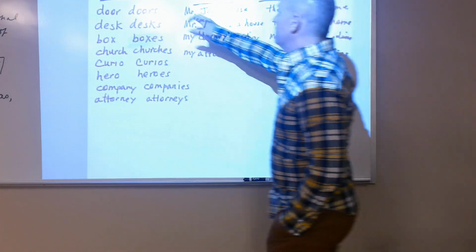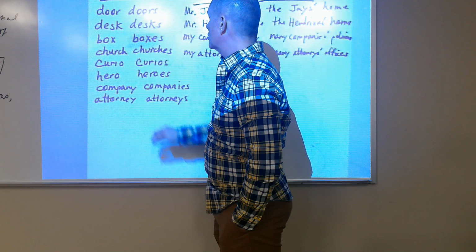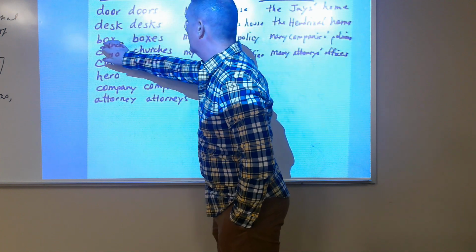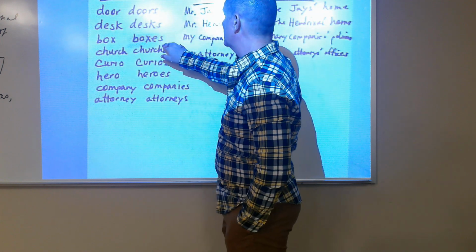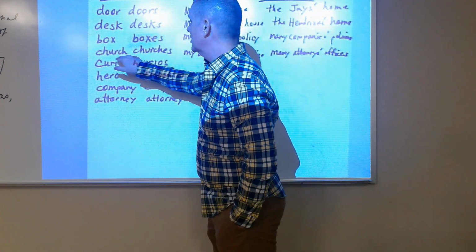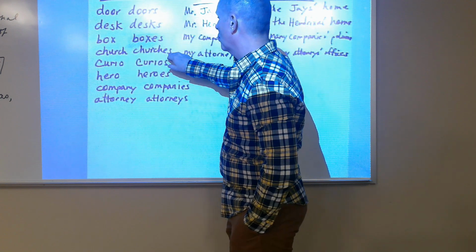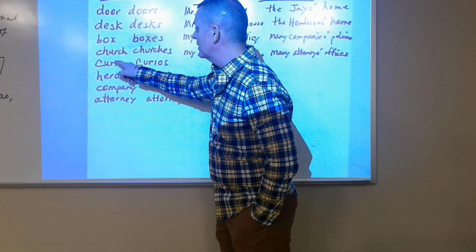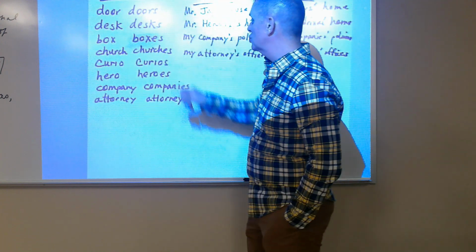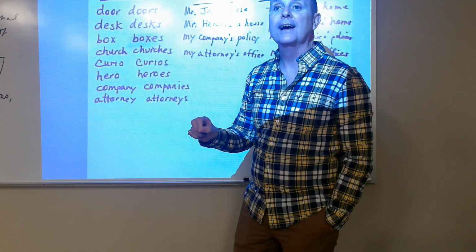Okay, here you have door. To make it plural, just add S to it to make doors, desk to desks. Box ends with S, X, Z, C-H or S-H, so add ES to it to make it plural. Church, it ends with S, X, Z, C-H or S-H, so add ES to it to make it plural. Curio is an O-ending word that's preceded by a vowel, so we just add S to it to make it plural. There are some exceptions to those rules, by the way.